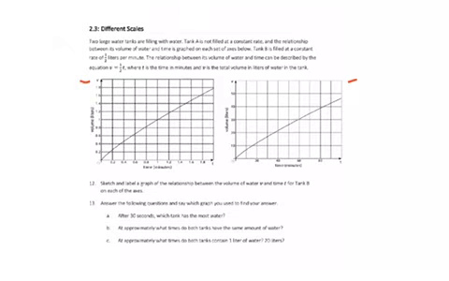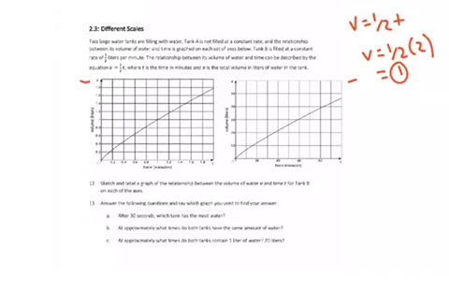Tank B is filling at a constant rate of 1/2 liters per minute. The relationship between its volume of water and time can be described by the equation V equals 1/2 T, where T is the time in minutes and V is the total volume in liters of water in the tank. So basically, when you look at the equation V equals 1/2 T, that means that the volume at any given time is going to be half of the amount of time that has passed. So if 2 minutes have passed, the volume would be 1, because 1/2 times 2 equals 1. So just to show a little example there.